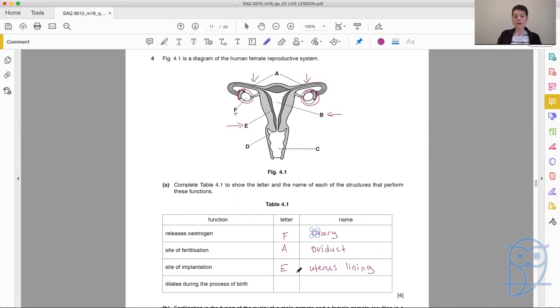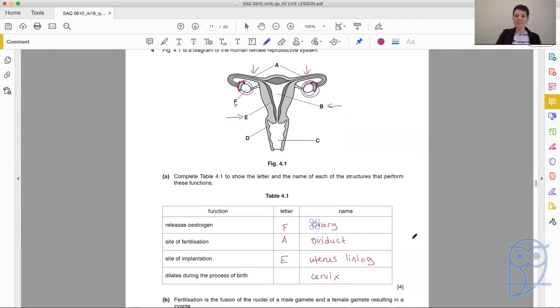And then the last one, dilates during the process of birth, well, that's the cervix, because the cervix is narrow during pregnancy so that the baby stays inside the uterus, negating the effects of gravity. But when it's time for birth, the cervix has to dilate in order for the baby to pass through. And our cervix then is at D. So you need to be familiar with the structures, but also their functions so that you can link everything together.